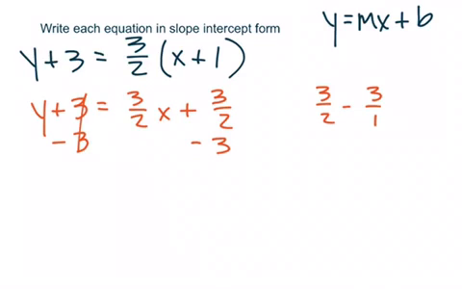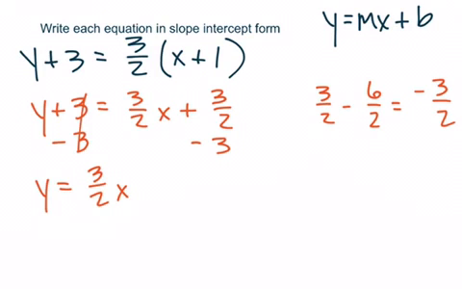So we got to rename. Here we're going to rename the second fraction and multiply by 2. So we get 6 over 2. Then we get negative 3 over 2. All right, so for this one, we would end up with y is equal to 3 over 2x minus 3 over 2. And as we've already addressed, we can have fractions.